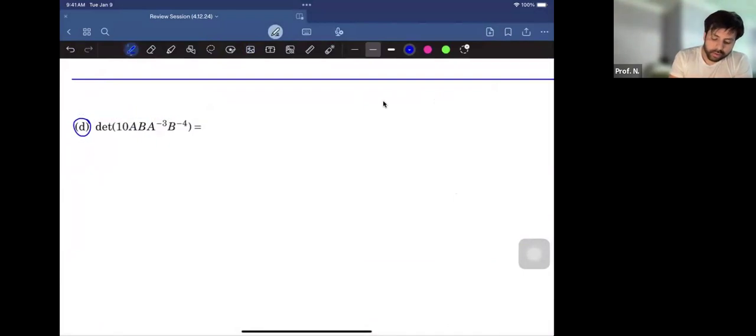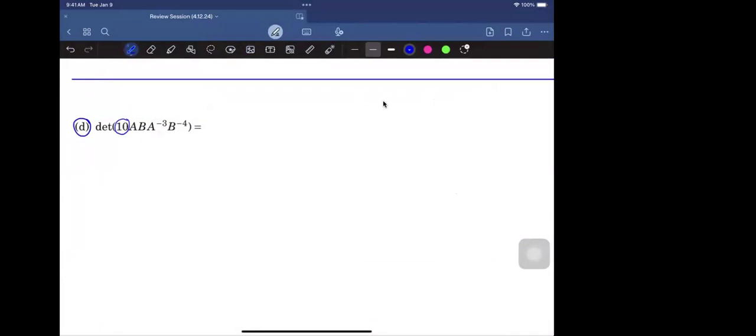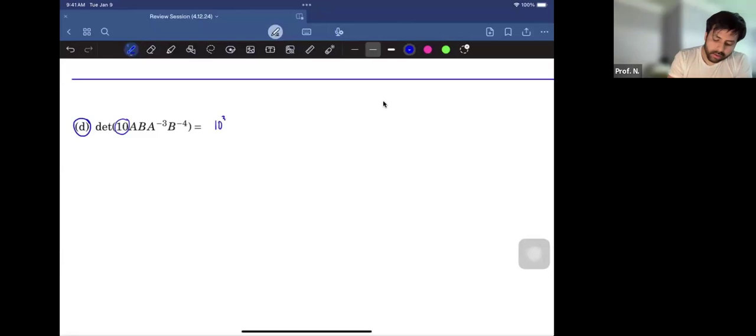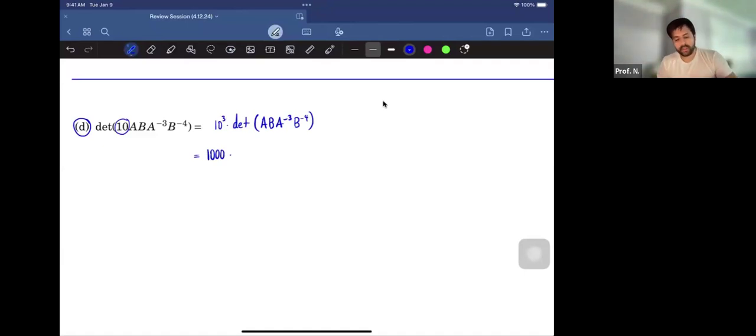So first of all, this 10, how is this going to affect the determinant, or how do we take care of that constant? 10 to the third power. Right, that's right, 10 to the third. And then we take the determinant of the rest, right? A, B, A to the -3, B to the -4. And then 10 cubed is 1,000. Okay? And then what do we do next?